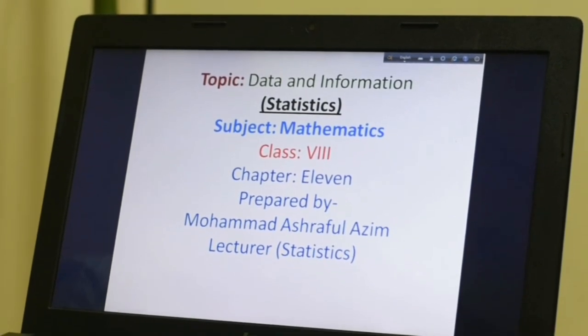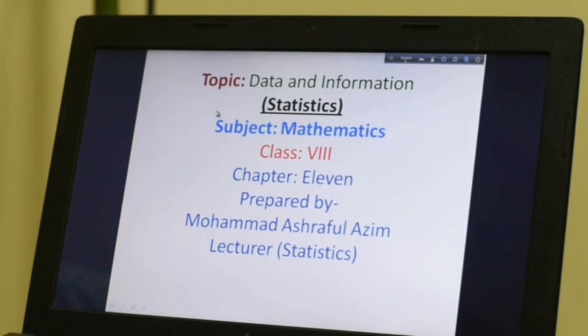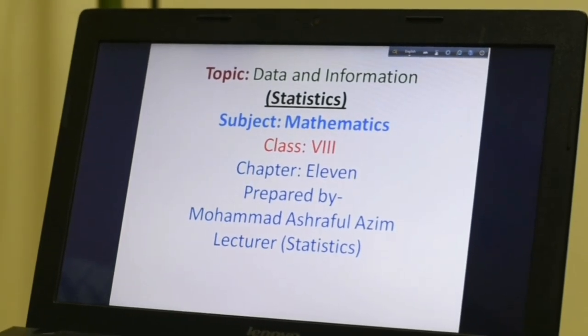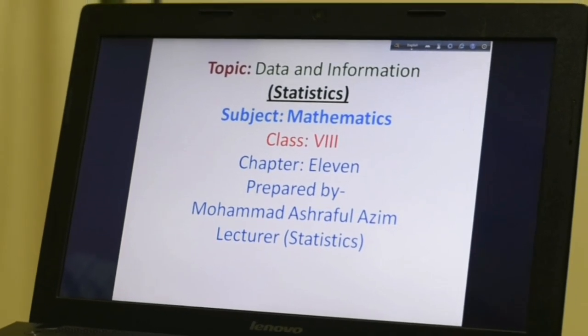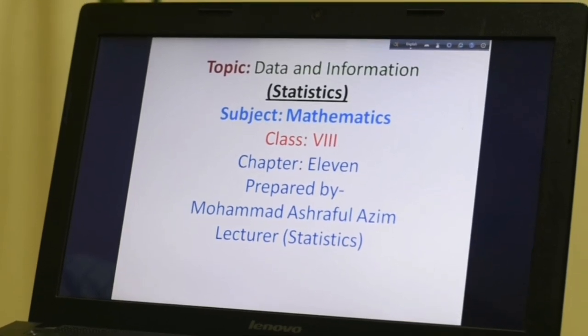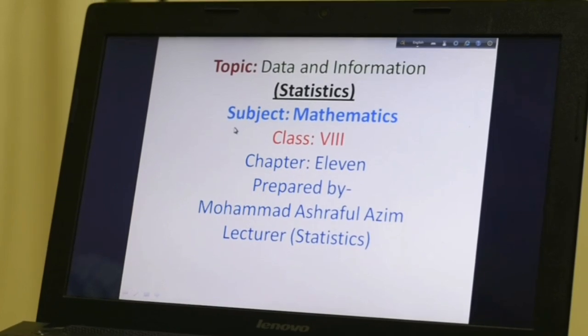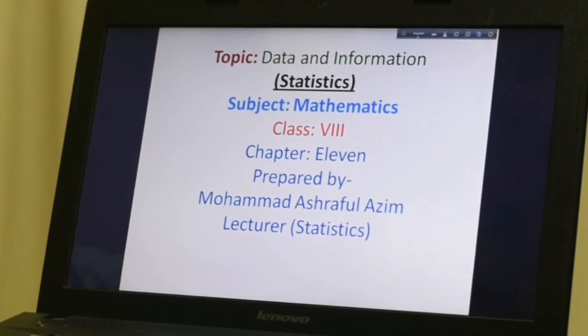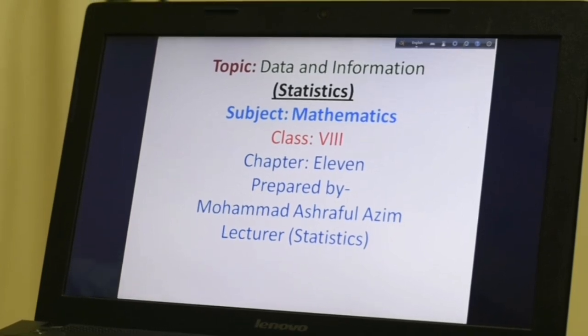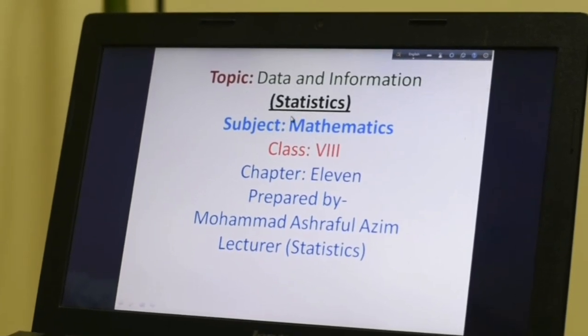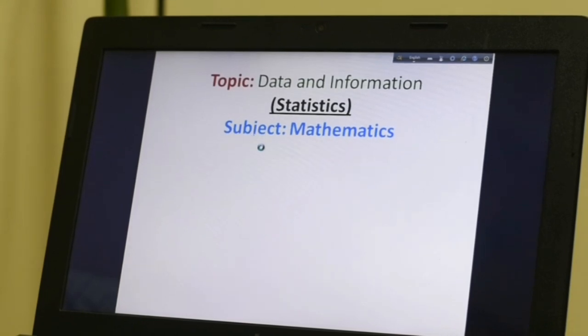That is, in the creative part there are 2 creative questions. You must answer 1 creative question and its mark is 10, and in MCQ there are 2 questions. So 2 marks plus 10 marks, that is 12 marks you will get from the chapter. This is the importance of the chapter. So let us discuss the key points of the chapter.